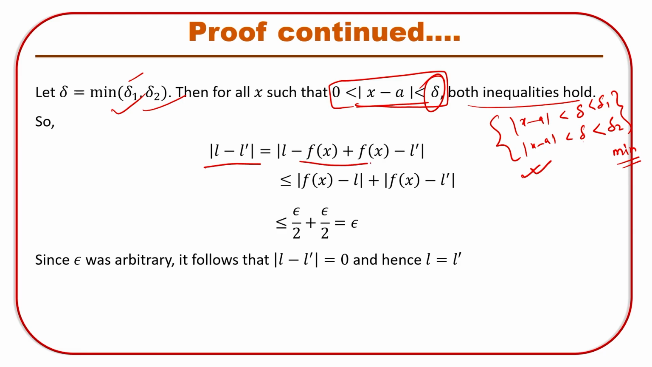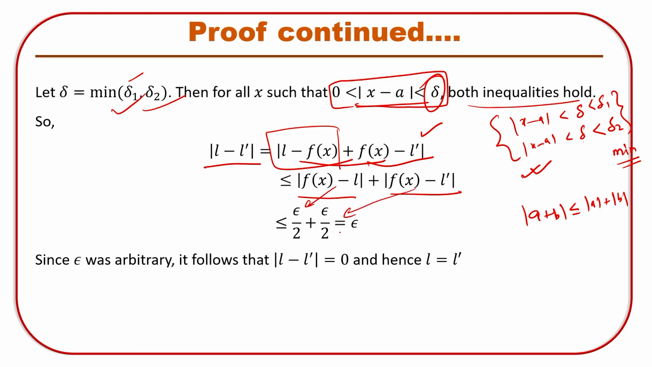So subtract and add f(x): L minus f(x) plus f(x) minus L dash, and then find this value. So this is less than this and this, these two terms a and b. Why? Because modulus of a plus b is less than modulus of a plus modulus of b. So use this one, and this is given epsilon by 2, this is also given epsilon by 2.